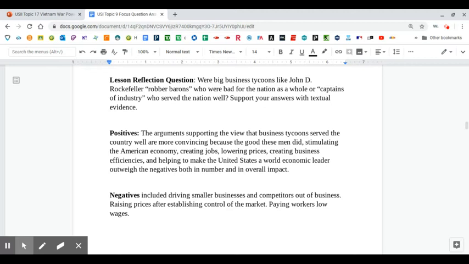And you would argue, too, that they gave some of their money back in terms of grants and things like that, as they were philanthropists as well. And they would say that this outweighs some of the negative aspects of their impact.